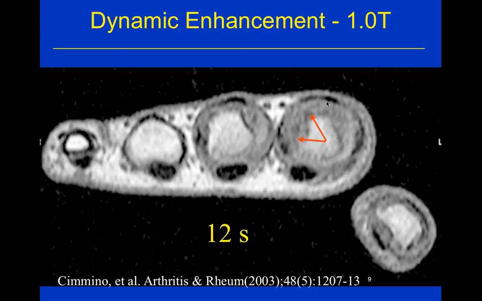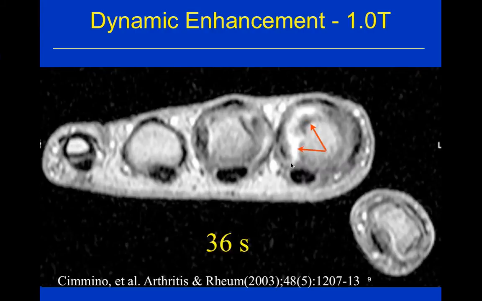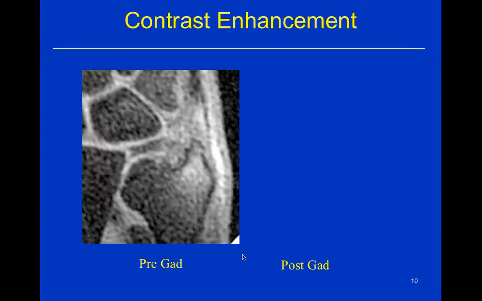So if you look at this area, there's a little bit of synovial thickening there, but at 12 seconds, you don't see any enhancement. 24 seconds, now we're seeing early enhancement. So that's acute inflammation. By 36 seconds, it's markedly enhancing in that area. There are other areas of synovial thickening which aren't enhancing early, which are probably more chronic changes.